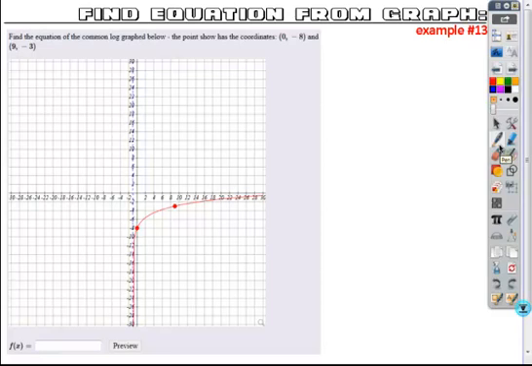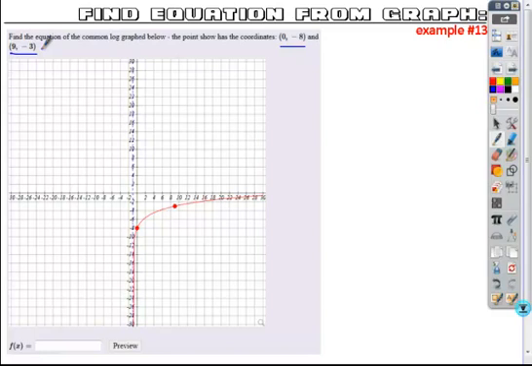Pretty similar to the steps that we had to do to find the equation of an exponential function, where you had to do it by hand. I'm going to give you 2 points. They may or may not actually show up on your graph, but hopefully they do. But I will provide you with the coordinates. You don't have to guess what they are.